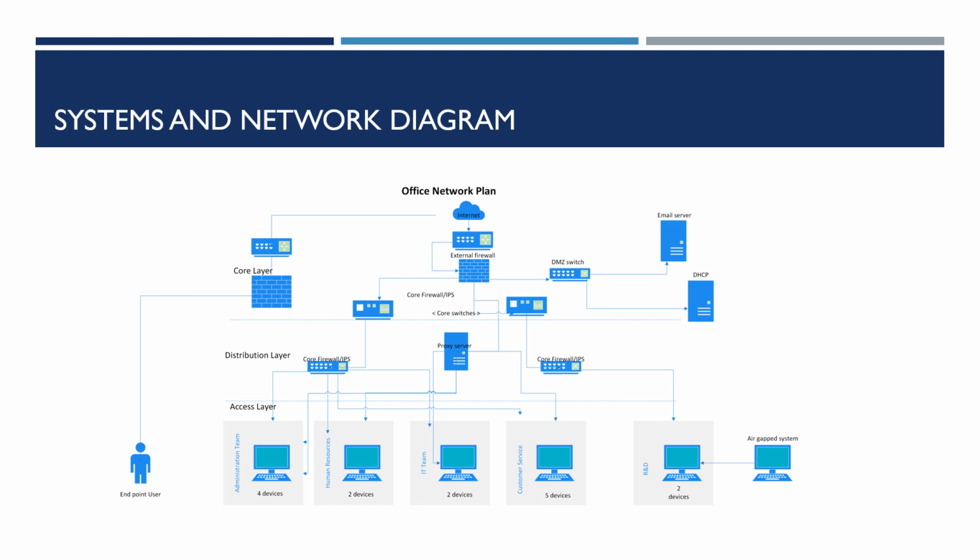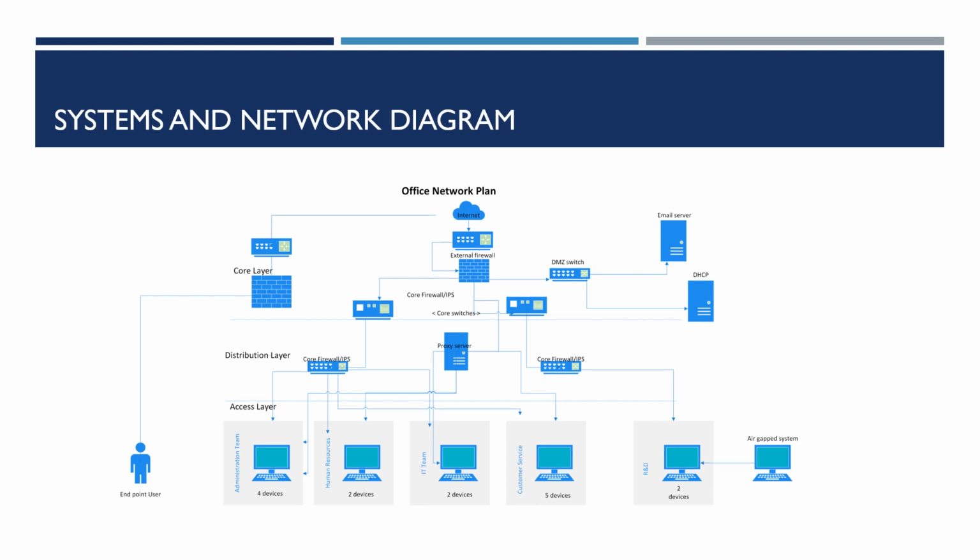For our systems and network diagram, I included the diagram here. We have a series of network devices, including our routers, switches, firewalls. Our servers will be utilized for file, email, storage, and web hosting.